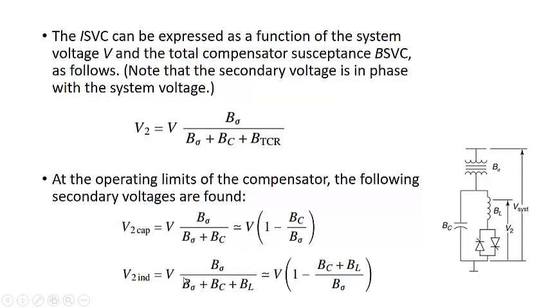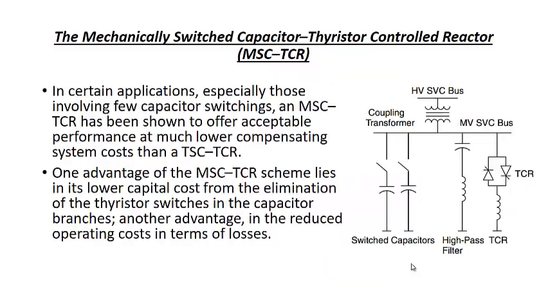And when you open it up by the binomial theorem, it will be equal to 1 minus B_C by B_sigma. Similarly, for this case, you divide by B_sigma first, and alpha is equal to 90 degrees with respect to origin and 0 degrees with respect to peak. In that case, B_TCR will be equal to B_L. So when you divide by B_sigma, it will be equal to 1 divided by 1 plus (B_C plus B_L) divided by B_sigma. When you take it to the numerator, open it with the binomial term and neglect the higher order terms, it will be equal to 1 minus (B_C plus B_L) divided by B_sigma. This is the voltage at the two extremes of the TCR, that is alpha equal to 0 and alpha equal to 90 degrees with respect to peak.